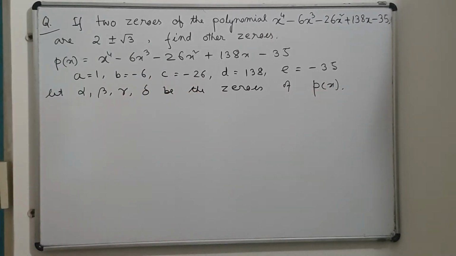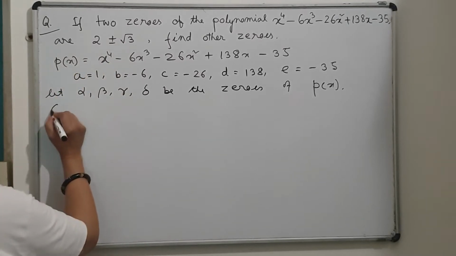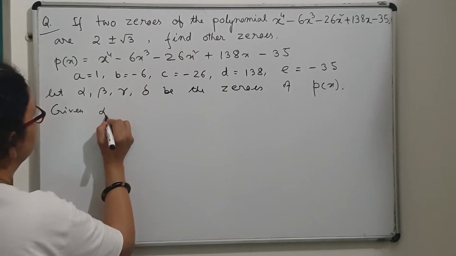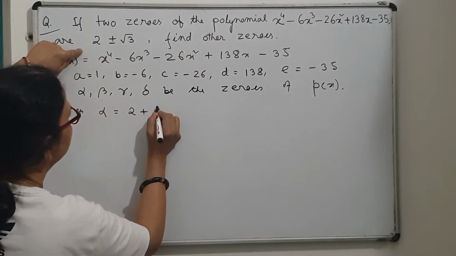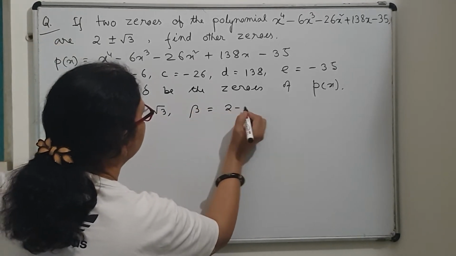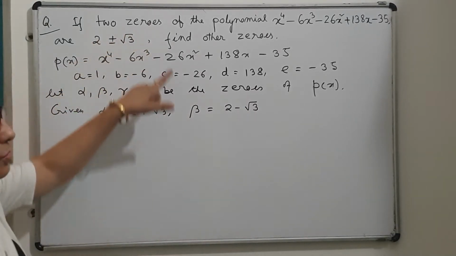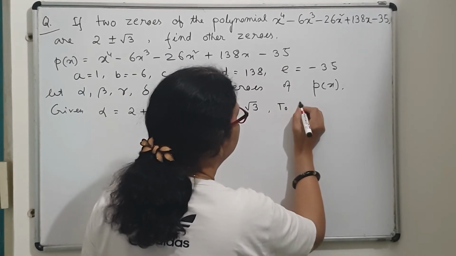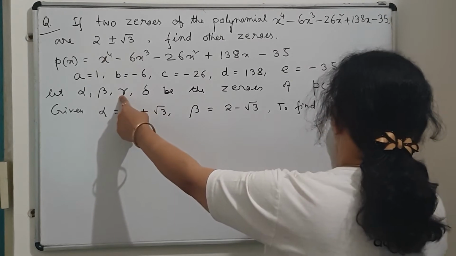Okay, the four zeros of a biquadratic polynomial. What is given? Two of the zeros are 2 plus minus root 3, that is, one zero I can take as 2 plus root 3, and the other zero I can take as 2 minus root 3. In this way they have given the two zeros. This is given, and what do we have to find? We have to find the remaining two zeros, that is gamma and delta.